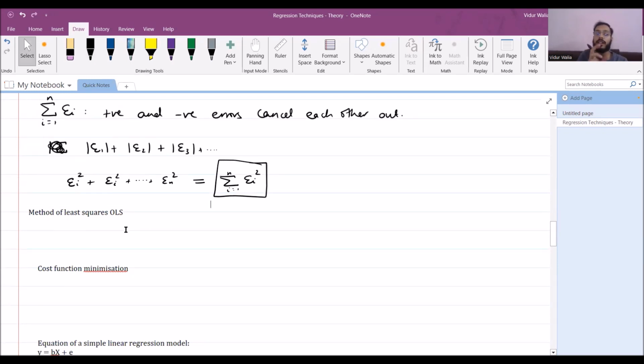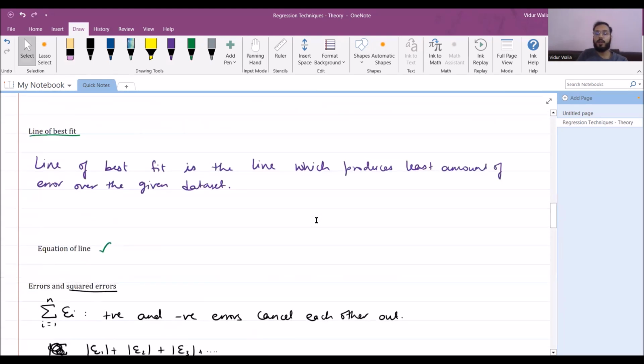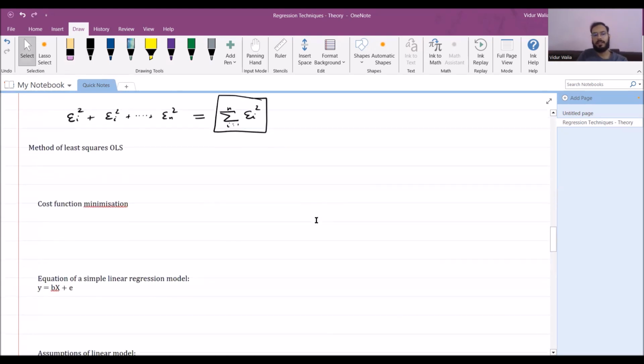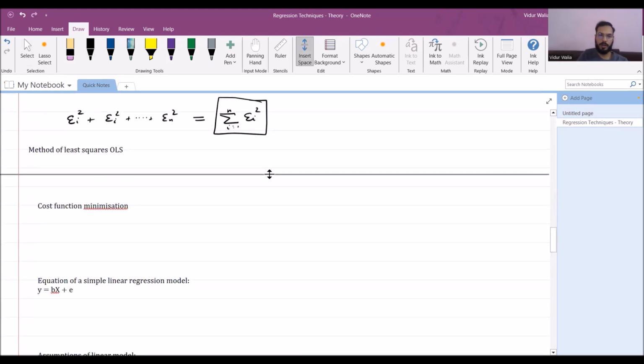OLS stands for ordinary least squares, right? OLS is a technique through which we find the value of beta naught and beta 1. Okay, all right.